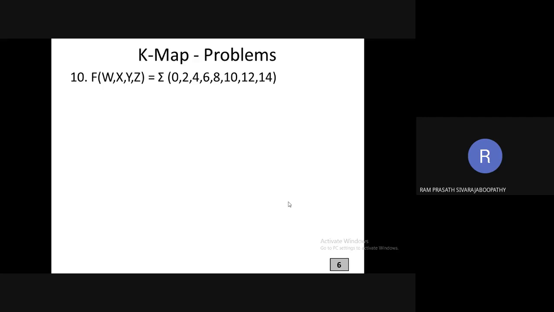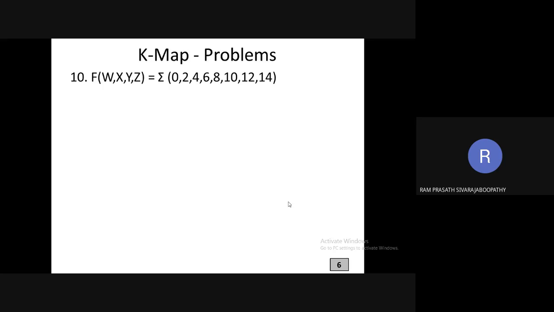Now you try this problem. Work out this problem and provide the answer for me. So here also we are having 4 variables, so we have to place 16 cells. WX in the row and YZ in the column. Then you draw the KMAP table, put the ones in the KMAP table, group it and tell me the answer.